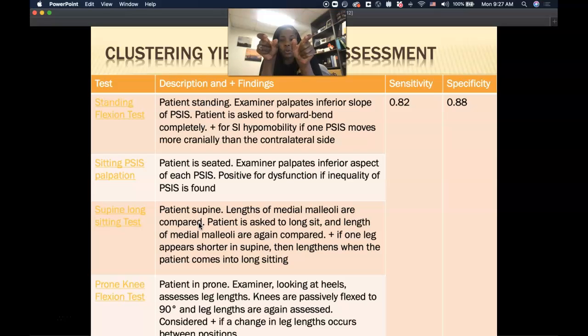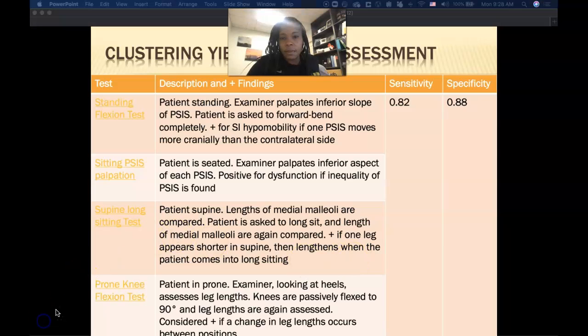Is one shorter? Does that make sense? What we know about this is if one leg appears shorter in supine and then lengthens as the patient comes into a long sit, then we suspect a posteriorly rotated ilium. So let me say that again.